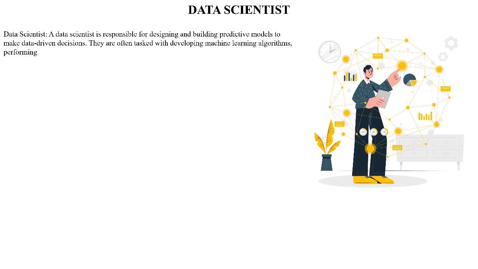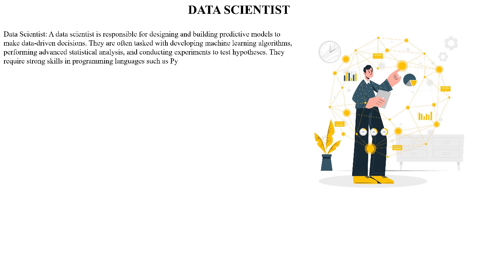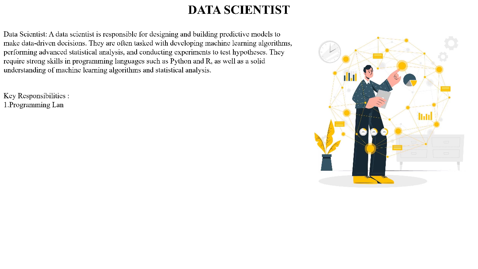Data scientist. A data scientist is responsible for designing and building predictive models to make data-driven decisions. They are often tasked with developing machine learning algorithms, performing advanced statistical analysis, and conducting experiments to test hypotheses. They require strong skills in programming languages such as Python and R, as well as a solid understanding of machine learning algorithms and statistical analysis.